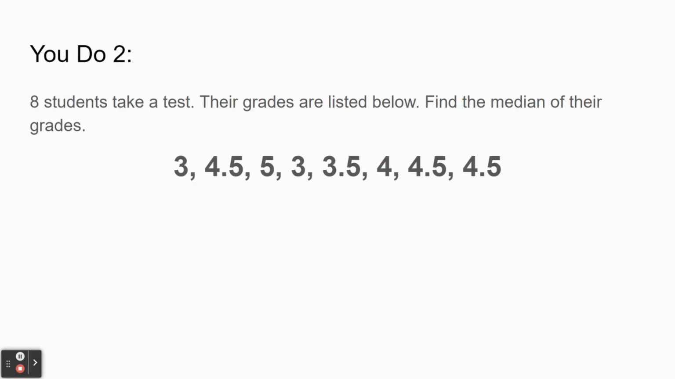The second you do you're doing, same set of numbers. Their grades are still listed there, but this time you're going to find the median of their grades. Same idea though, no difference.